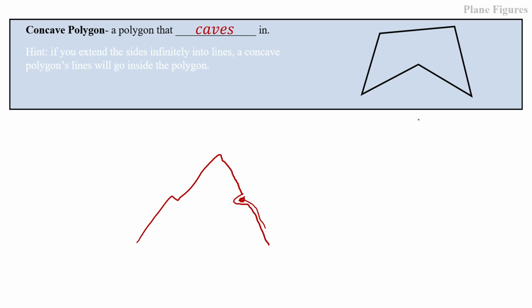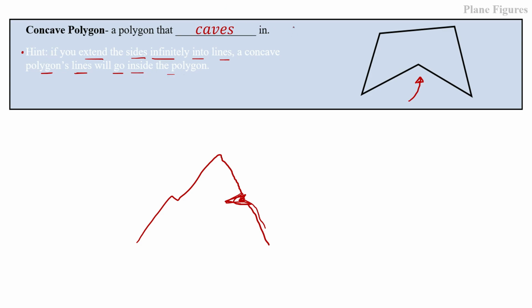If you see here, the easy way is you can kind of see that it goes inward here, so you can automatically tell that if it caves in, it's concave, because you can see that it goes inside the shape. But here's a hint. If you're not too sure, you can extend the sides infinitely into lines. And for a concave polygon, those lines will go inside the polygon. Let me give you an example.